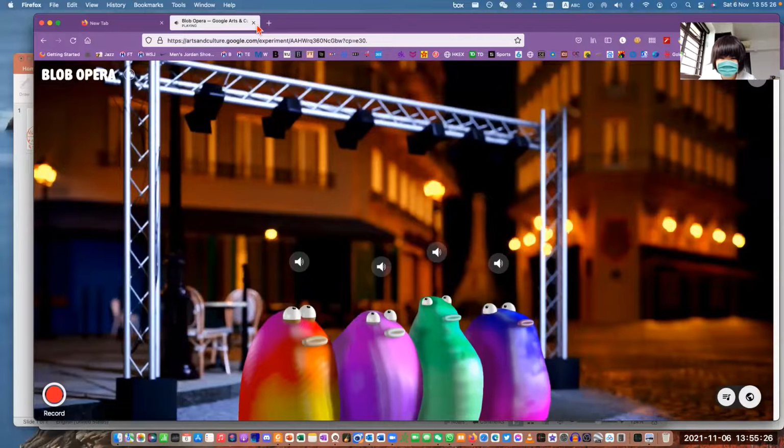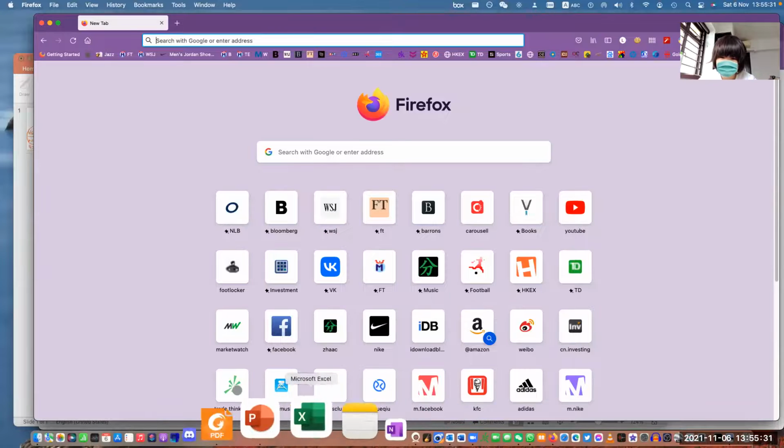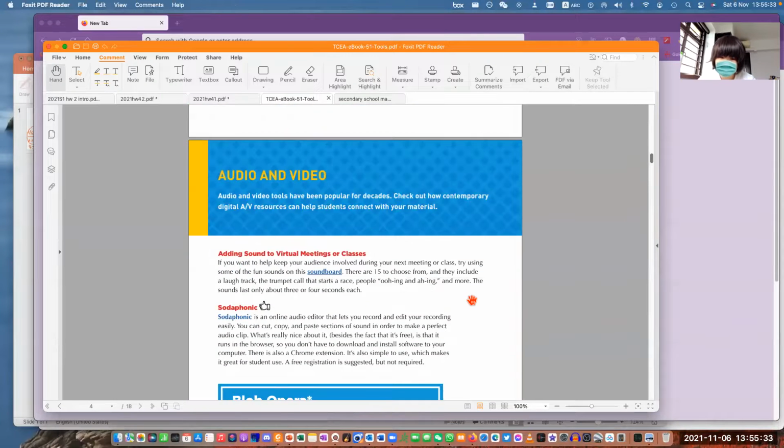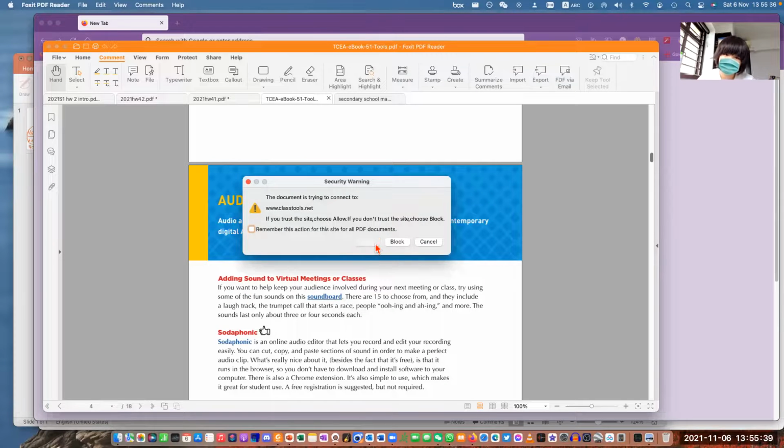In fact, you should explore not only this, you should explore the 51 tools given. They are very, very fun stuff. And then adding sound to virtual meeting. This is also very interesting.